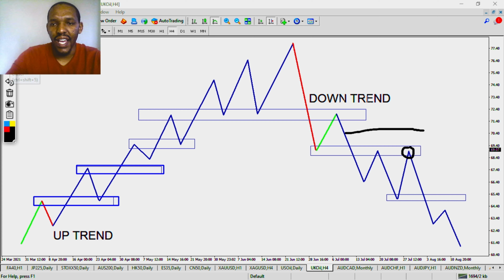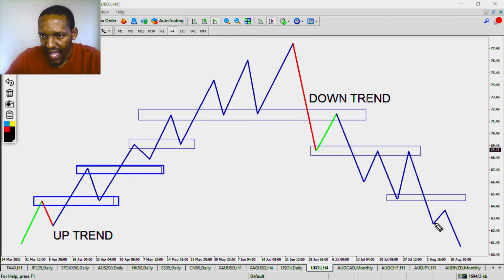And then that's your deep pullback, guys. This is a deep pullback. That's how it works. And then we have a shallow pullback. What makes a shallow pullback is that it has an impulse, but it does not come all the way to the area of supply or the area of resistance. It does not come to your zone.